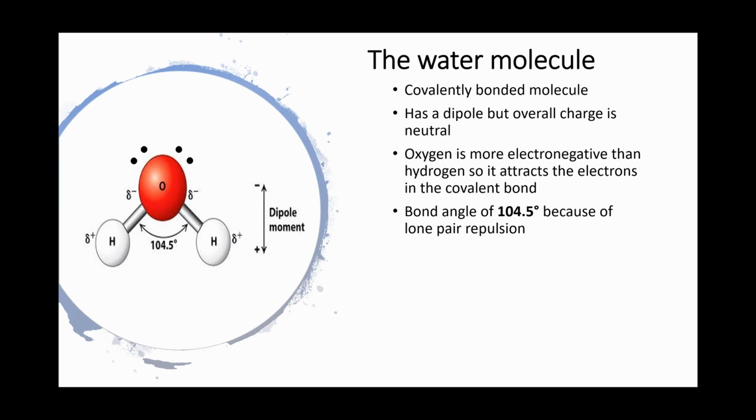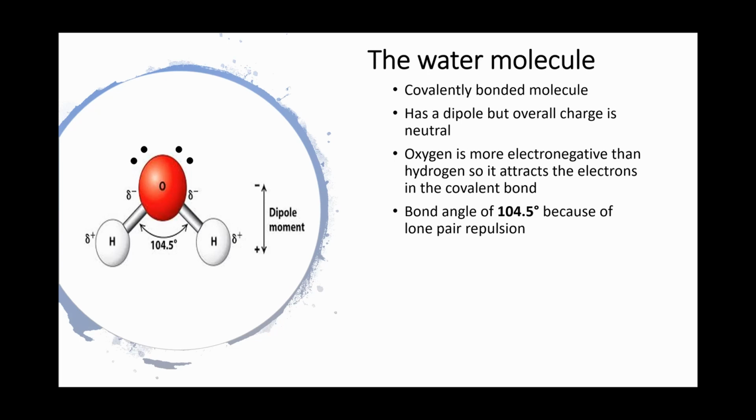However, it's not shared completely equally. Because the oxygen has more protons, it is more electronegative, and it draws the negative charge closer to it. So we get what's called a delta negative charge by the oxygen. Conversely, since hydrogen has fewer protons and does not attract the shared electron pair as well, it develops a slightly positive charge that we call a delta positive charge. And that is what we're seeing with those little delta signs by the molecules.